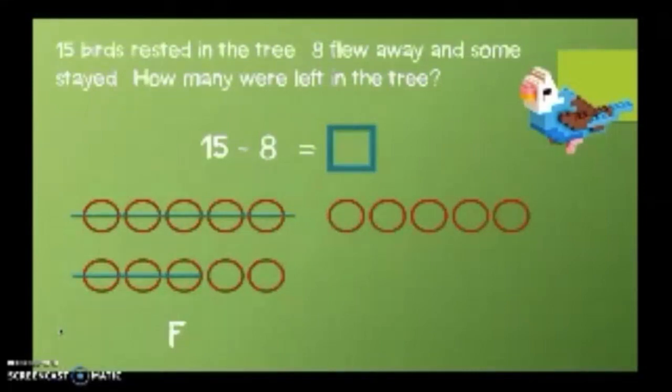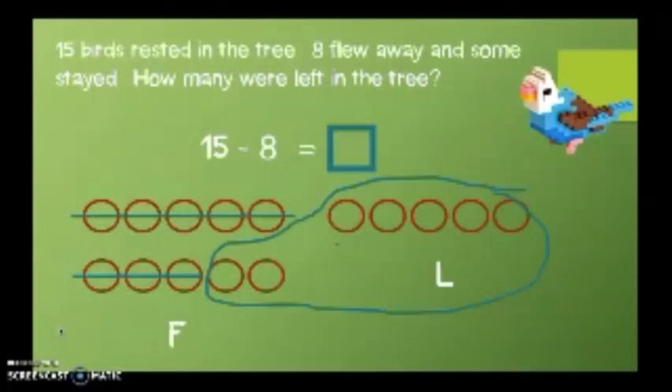Then the question says, how many were left in the tree? Well, the parts that I didn't cross out, those are the pieces that were left. I'm going to put an L there to remind me that they were left over. I could have also put an S for stayed. I have choices. I'm going to count how many were left. 1, 2, 3, 4, 5, 6, 7. Did you get 7? Good job, friend.